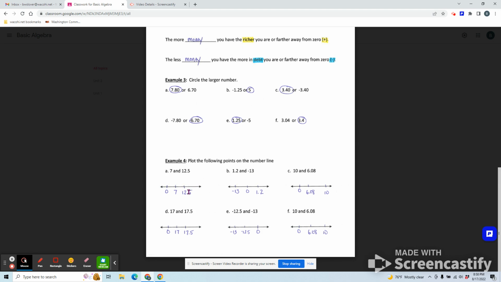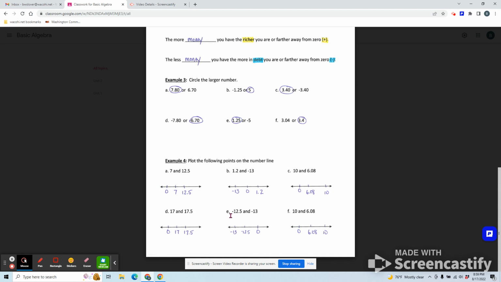Well, what if I have some negatives? Okay, well, look at letter B. I've got a positive and then I have a negative. Well, I'm hoping right away you realize anything that's positive is larger than a negative. So $1.20 is larger than owing someone $13. Okay, so I have $1.20, 1.2 furthest to the right on the number line. I have 0, and then to the left of 0, I have my negative number.